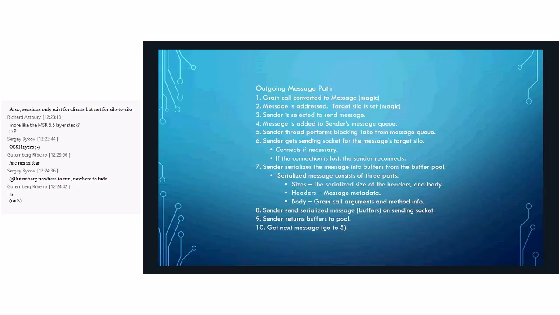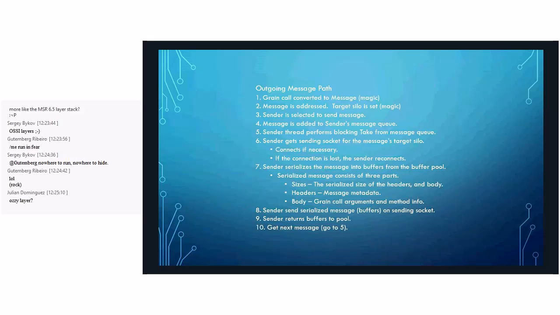This means that for a specific silo that you're sending to, you will always use the same sender to send to that silo. A sender will send to multiple silos, but no silo will be sent to by multiple senders. This is in part how we handle some of our ordering: everything going to a specific silo will go into the same queue and be sent in order.